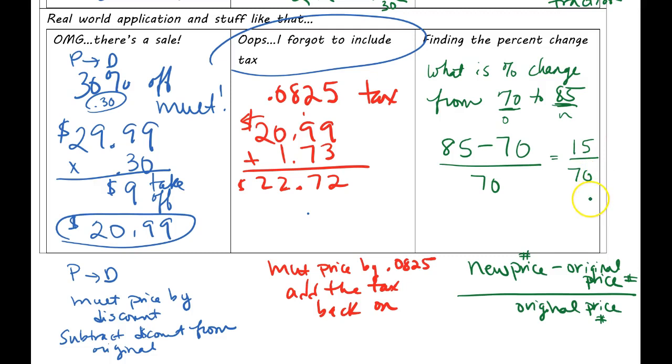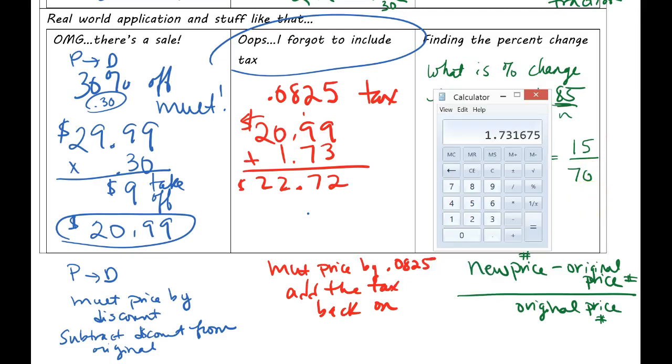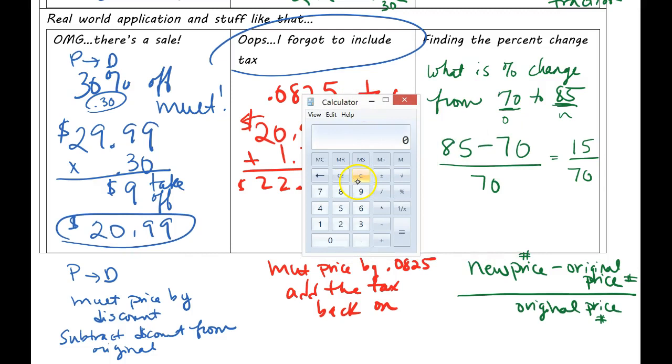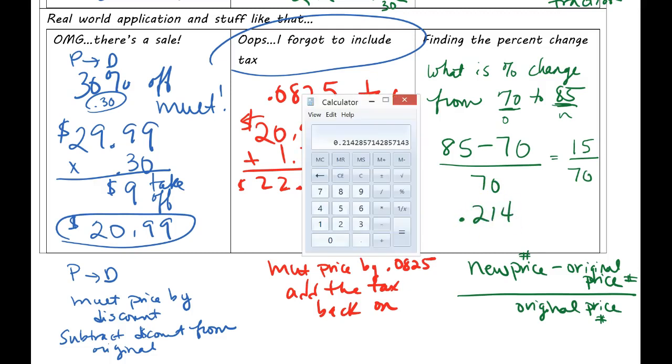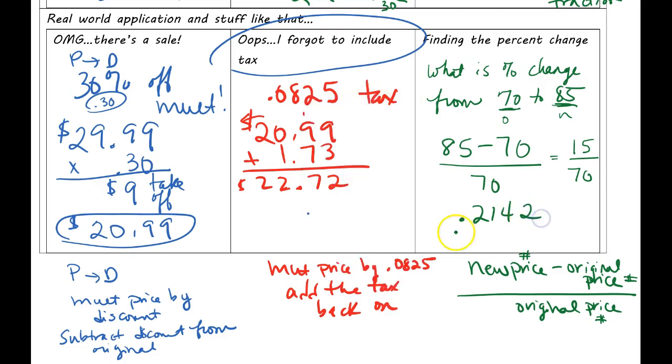So 15 over 70, if you don't want to divide that by hand, let's pull up our calculator and just type it in. Remember, the fraction means division. 15 divided by, whoopsie, let's clear that. 15, where's the divided by on this silly little calculator? There it is. Divided by 70 is equal to 0.214. Okay, it's giving me this crazy decimal, blah, blah, blah. Okay, we don't care about all that.